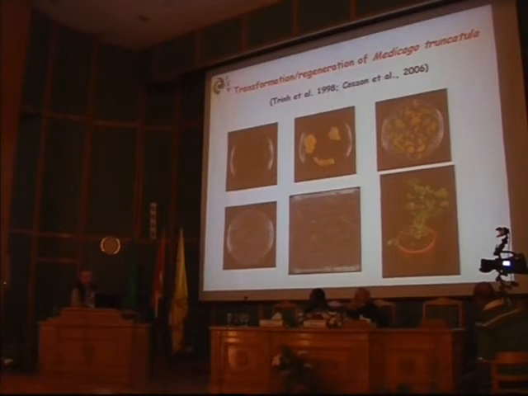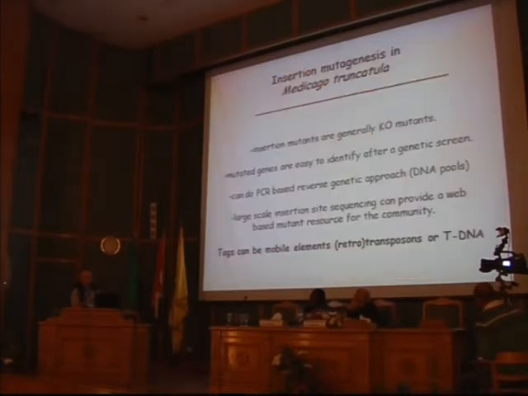And because we wanted to do genetics in this plant, this was important to try to do insertion mutagenesis. Well, there are different interesting things in insertion mutagenesis, but the point is that what you want to do is to have tags that you can use to fish the gene of interest, and they can be either transposable elements, retrotransposons, or tDNA.